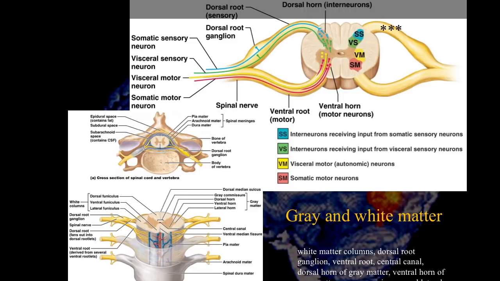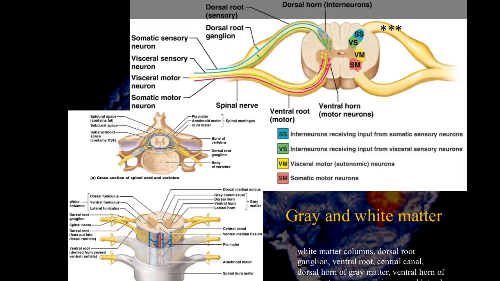So that dot is the cell body. And then the axon is going to send information this way, and we're going to be picking up information from this side. So that dorsal root ganglion is just a collection of all the cell bodies of those sensory neurons that are sending information back to the spinal cord. So it's enlarged because it has all those cell bodies with their nuclei all bunched up in there. But again, they're only sensory neurons because sensory neurons are in the dorsal or the posterior side.